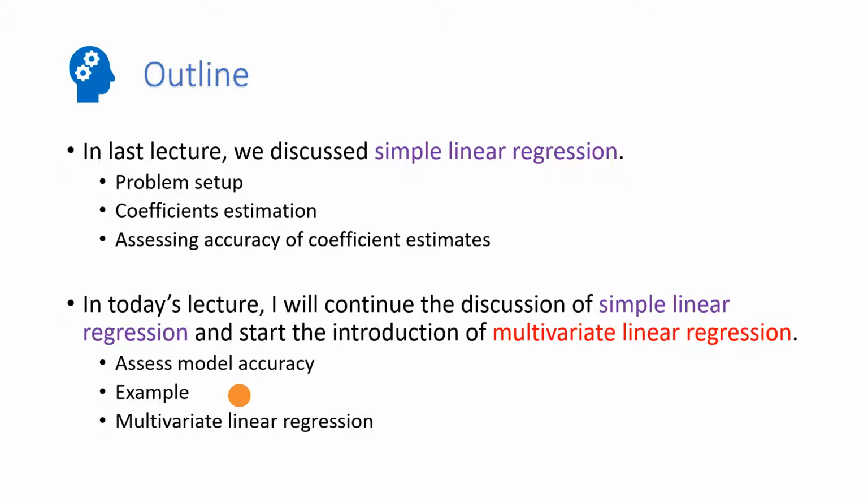After that, we will discuss an example based on a Boston house pricing dataset, and then we will extend our concepts of simple linear regression to a more general case which involves more than one predictor, and we call that a multivariate linear regression.